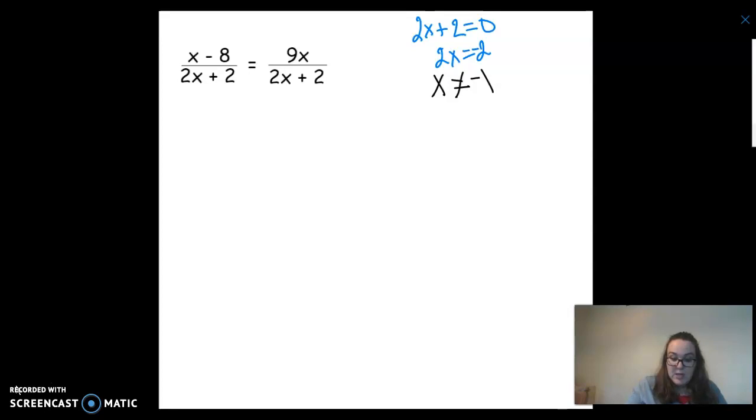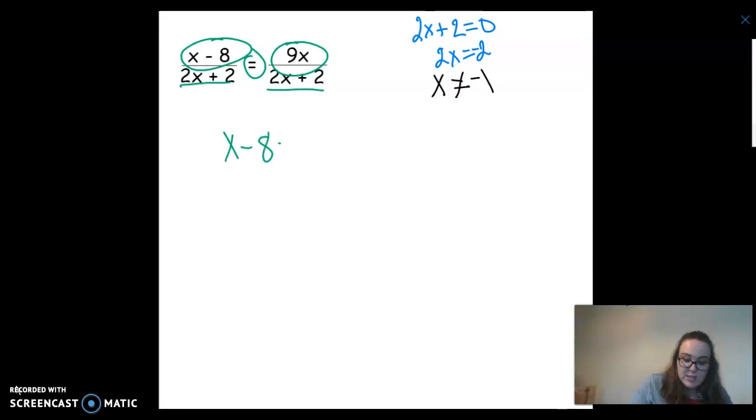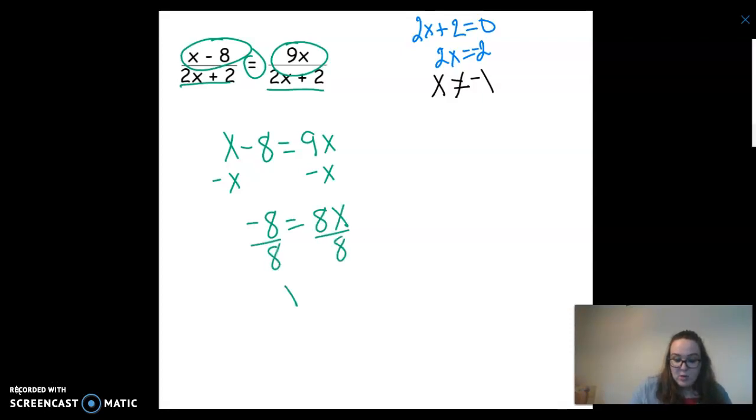Again, because my denominators are equal here, what does that mean? My denominators are equal, so my numerators are going to be equal. x minus 8 equals 9x. Solve that equation. Right? So we get an answer of x equals negative 1.